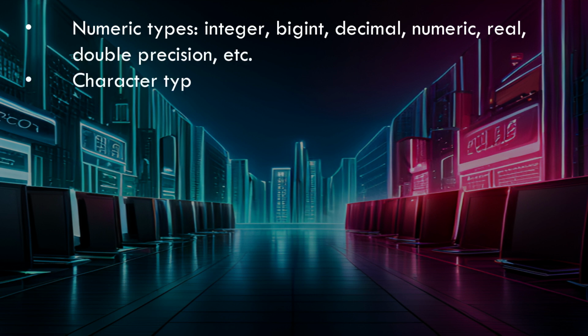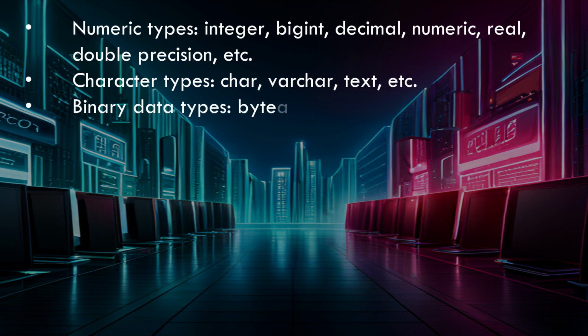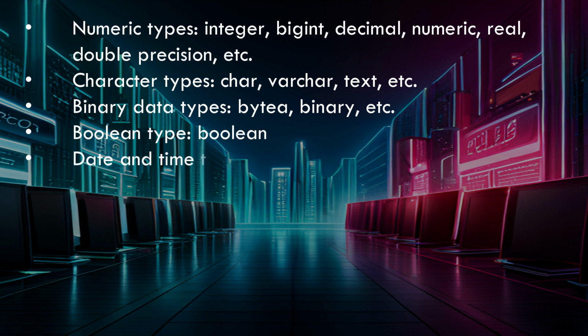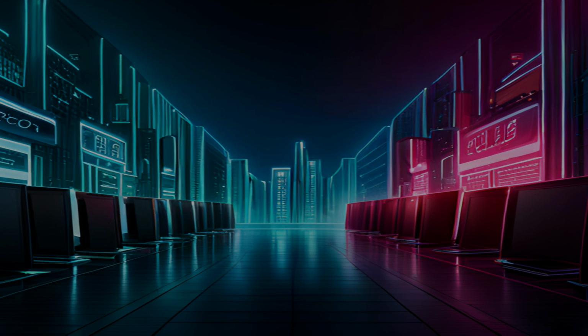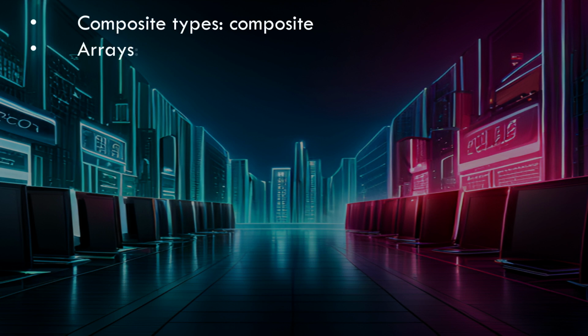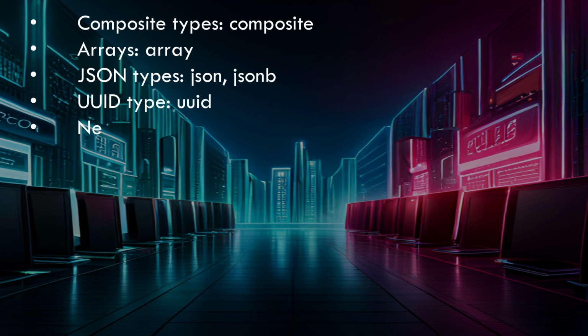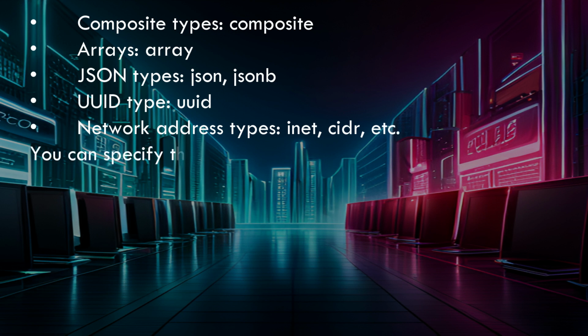Character types: char, varchar, text, etc. Binary data types: bytea, binary, etc. Boolean type: Boolean. Date and time types: date, time, timestamp, interval, etc. Enumerated types: enum. Composite types: composite. Arrays: array. JSON types: JSON, JSONB. UUID type: UUID. Network address types: inet, CIDR, etc.